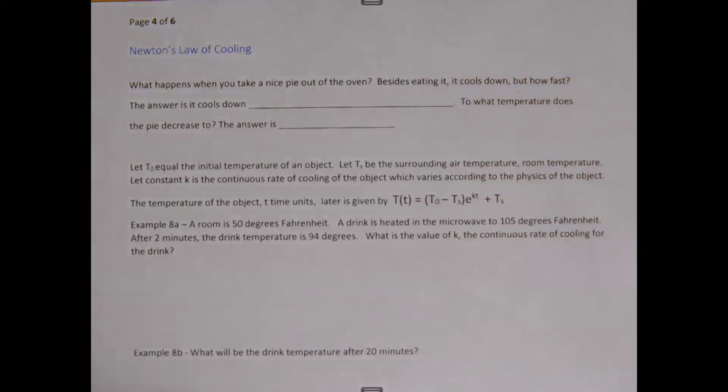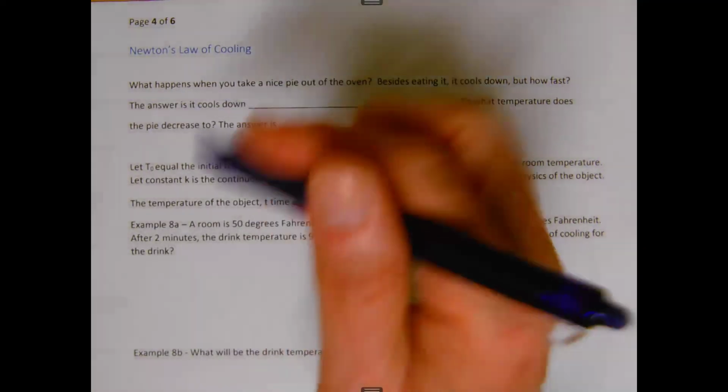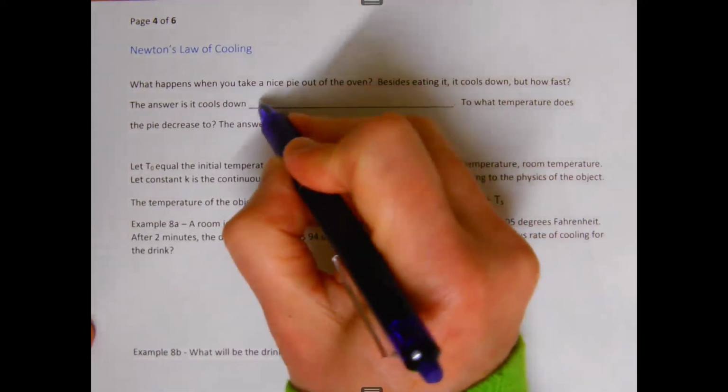Let's get another model here, just to break it up a little bit. Newton's law of cooling. What happens when you take a nice pie out of the oven? Besides eating it, it cools down. But the question is, how fast? The answer: it cools down exponentially. So this is just laws of physics.